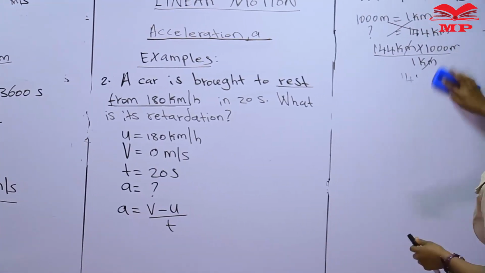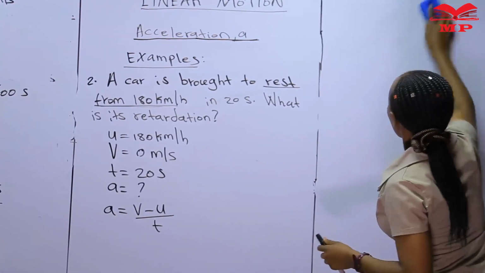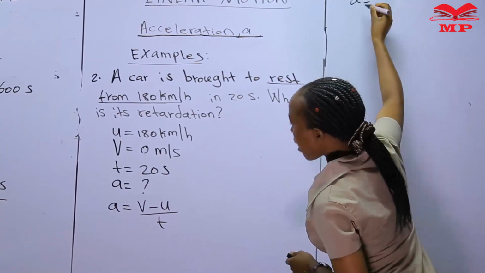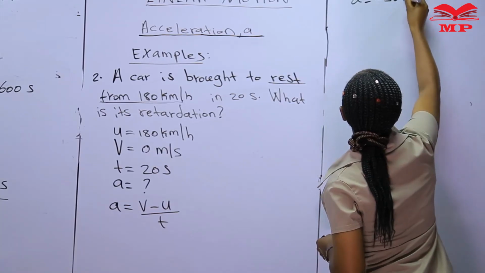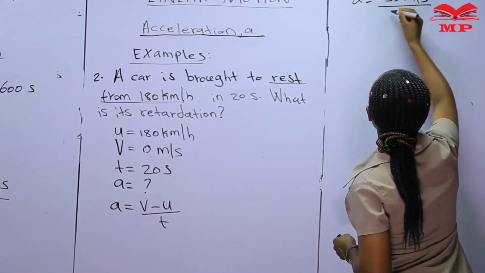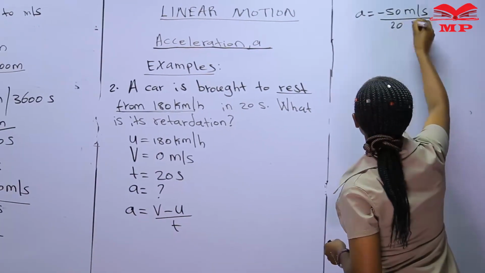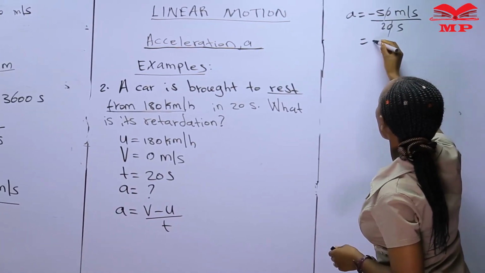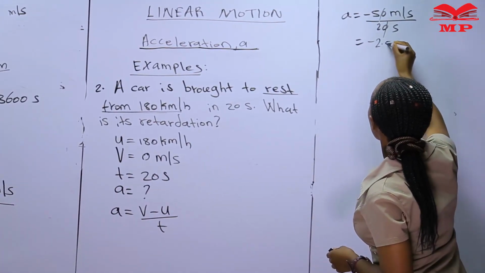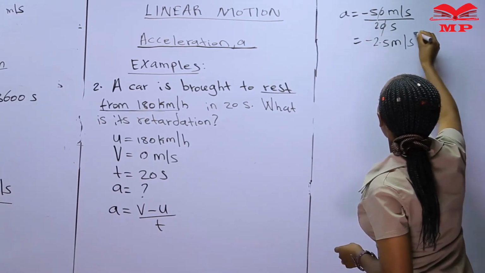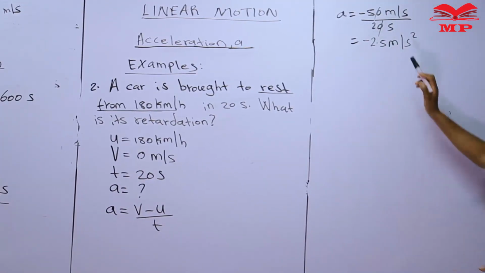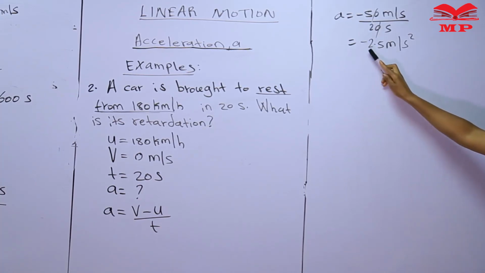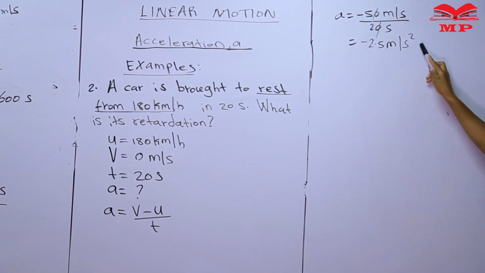Negative 50 divided by 20. So we are going to have our acceleration as negative 50 meters per second divided by 20 seconds. So we can cancel the zeros. Negative 5 divided by 2, we get negative 2.5 meters per square second. This is now the acceleration. The acceleration is negative 2.5 meters per square second.